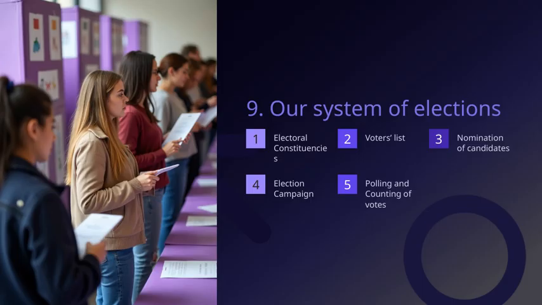Then we have the voters list, which is a compiled register of all eligible voters. This list helps us identify who can cast their vote and makes the process transparent. After that comes the election campaign, where candidates present their ideas and policies to the voters, aiming to gain support. Finally, we have polling and counting of votes, which is the actual voting process and the counting of ballots to determine the winners. Each of these steps plays an important role in maintaining a fair and democratic election system, connecting all parts of the process to ensure the voice of the people is heard.